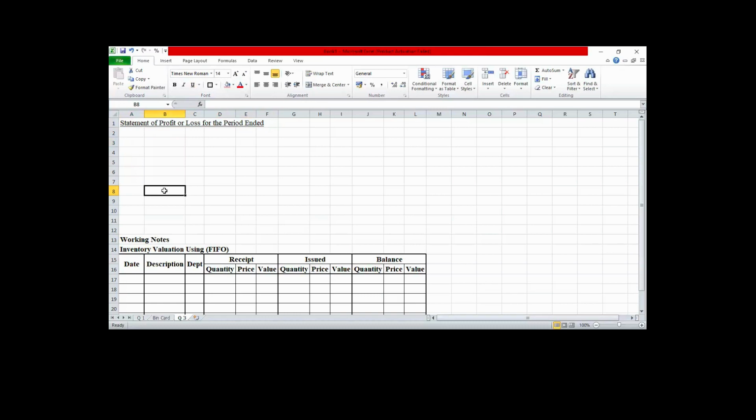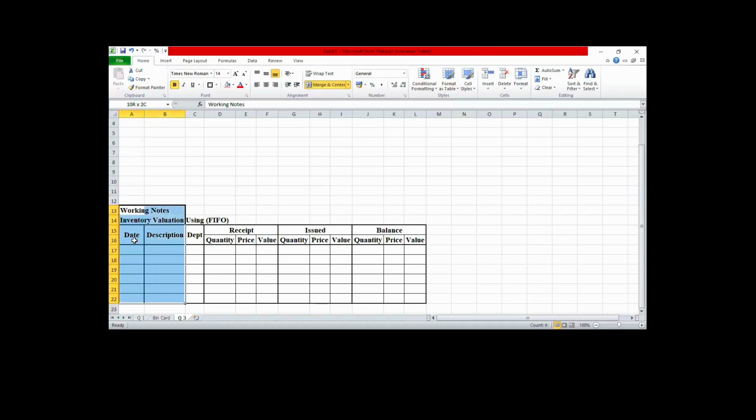Yes, sir. Now, instead of me putting this working notes here, I want to do the working note in a separate sheet. I will do the financial report in another sheet, in order for the system to tally. Is that clear? Okay.